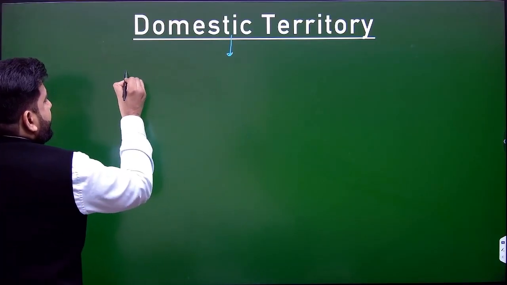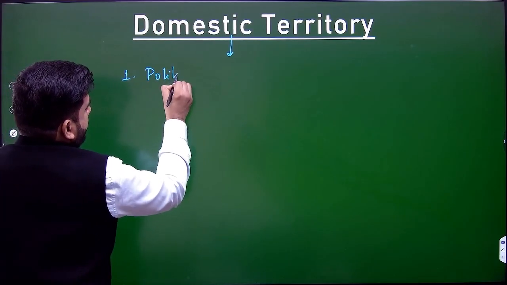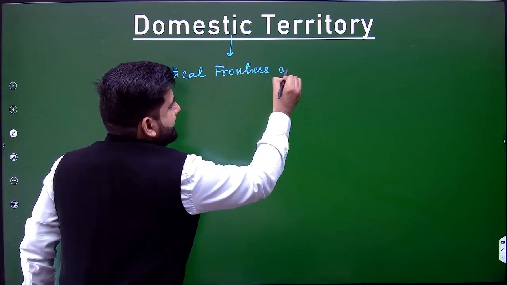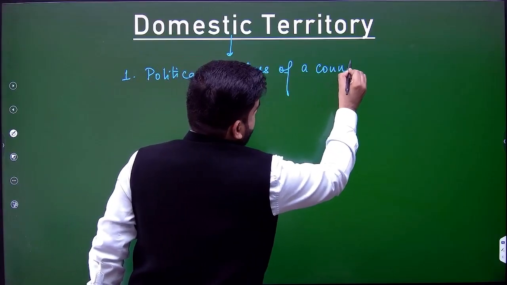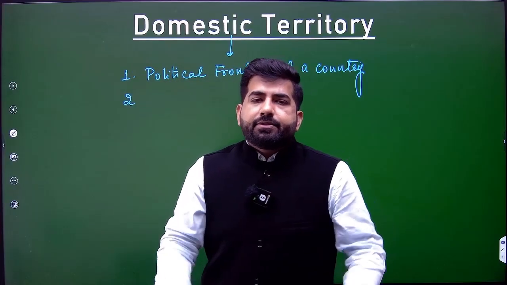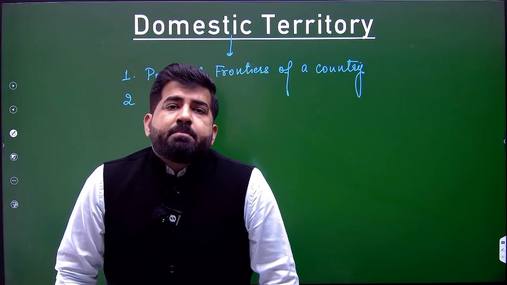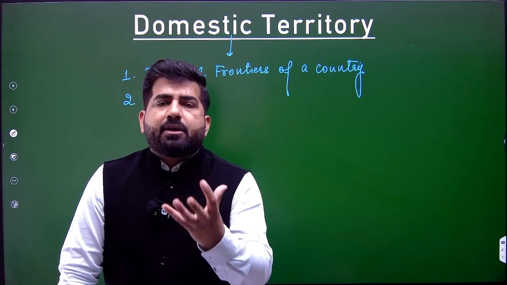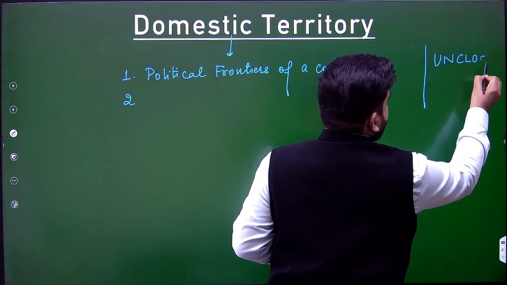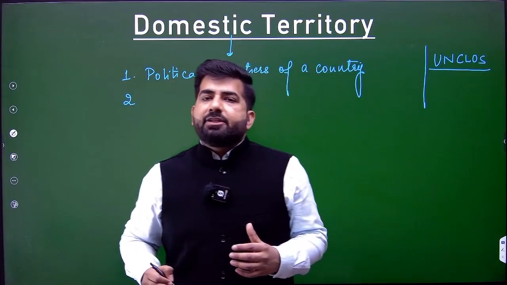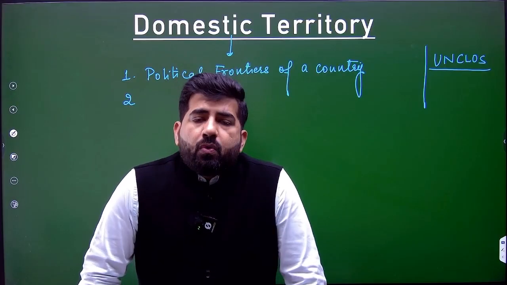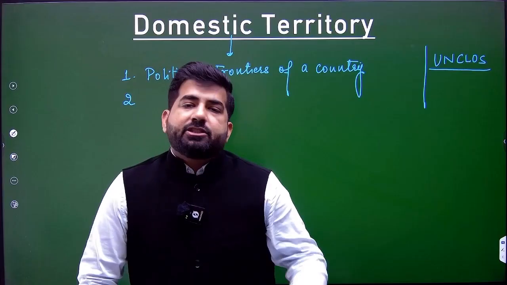domestic territory. One, definitely, yes, political frontiers. Political frontiers of a country. Definitely, one aspect, that political frontiers. Second, you might have come across this term known as UNCLOS, the United Nations Convention on the Law of the Sea. Clear? It has created certain zoning of the international waters.